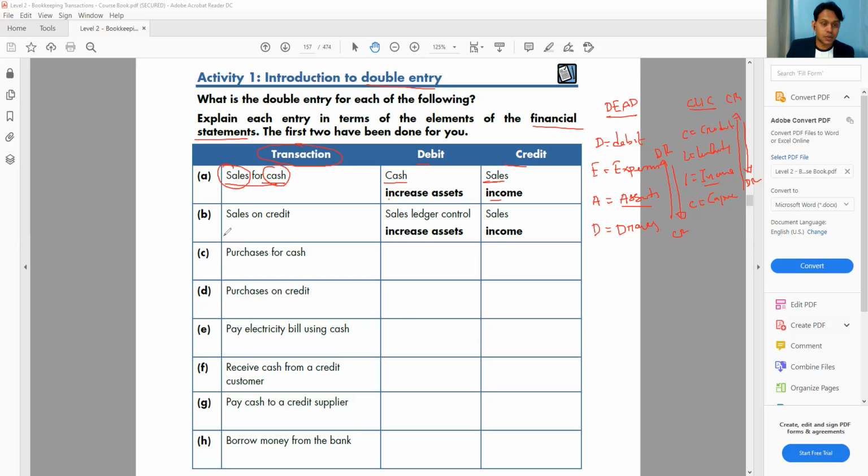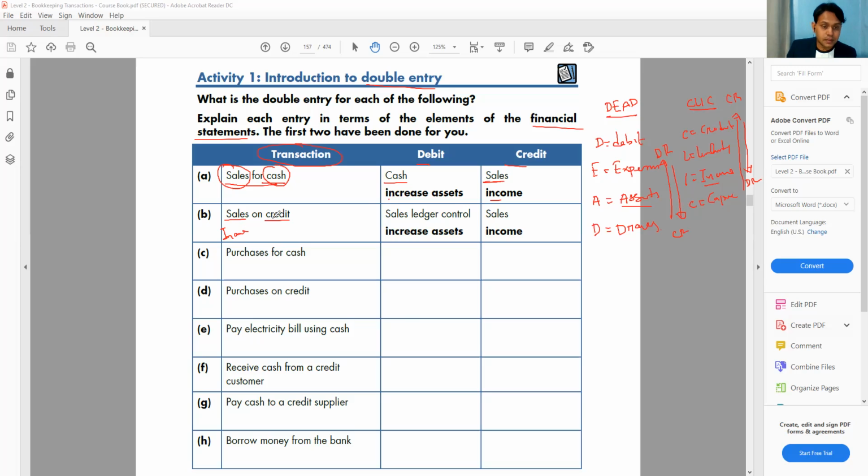Let's have a look at the next one. The next one is saying sales on credit. Sales is income, we know that anyway. And the credit, this time sales on credit. Sales on credit means the customer is not paying immediately. Credit means the customer will pay you later. So if the customer said, okay, let me buy from you now, I'm going to pay you later, we call it sales on credit. That's not a cash sale. We call it credit sale.